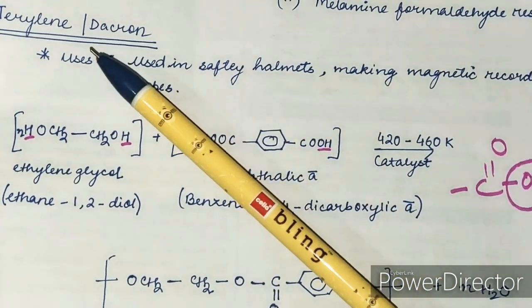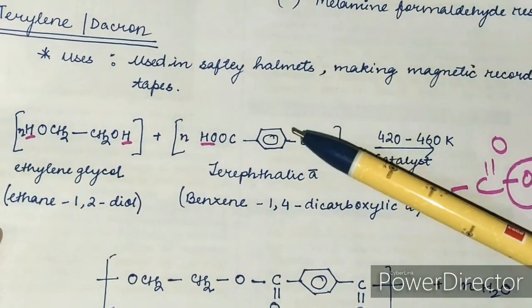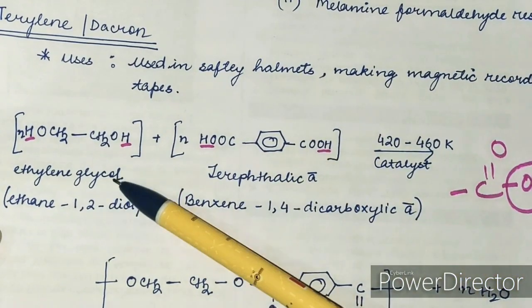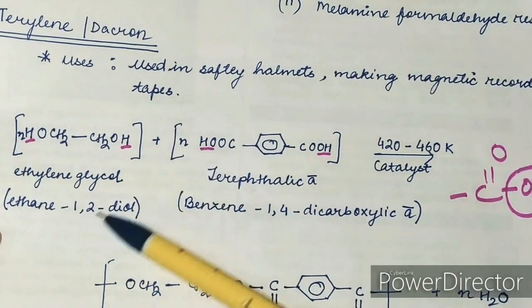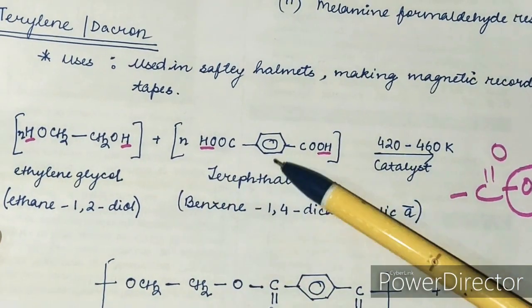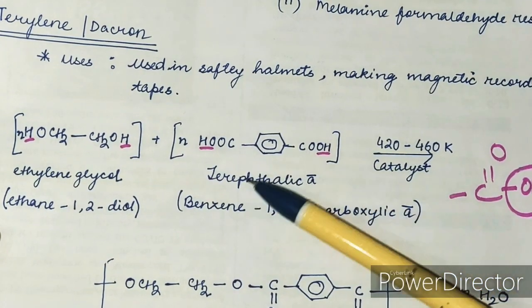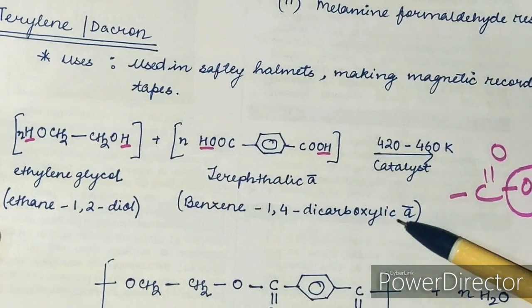So let us see the preparation of terylene or dacron here. What are the monomer units for terylene or dacron? It is ethylene glycol, which is also known as ethane 1,2-diol. I'll explain the structure here. And the next monomer unit is terephthalic acid. Another name of terephthalic acid is benzene 1,4-dicarboxylic acid.